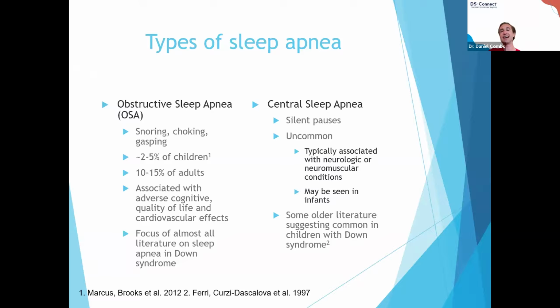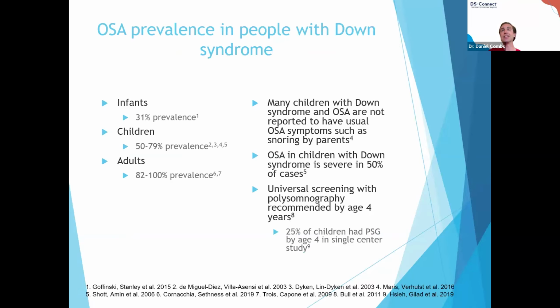So OSA presents with snoring, choking, and gasping as classic symptoms. In kids without Down syndrome, it's about 2%, and 10 to 15% of adults, and it is well associated with cognitive, quality of life, and cardiovascular effects in people with and without Down syndrome. Specific to people with Down syndrome, it's extremely common. In infants, 30 to 50% prevalence depending on the paper. In children, 50 to 79%. And in adults, 82 to 100%, depending again on the study.